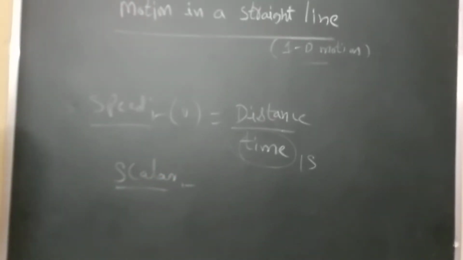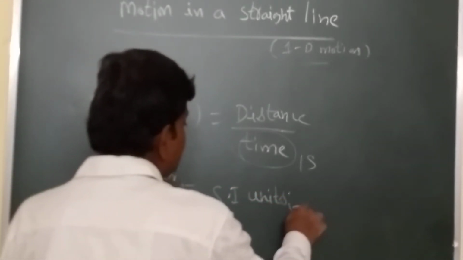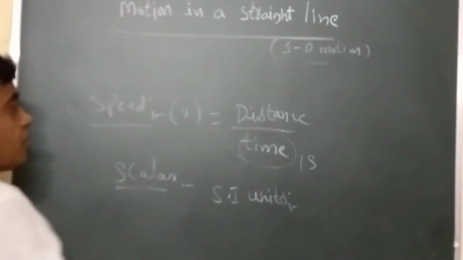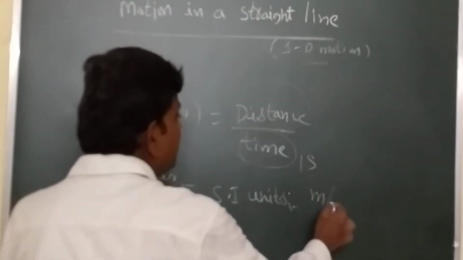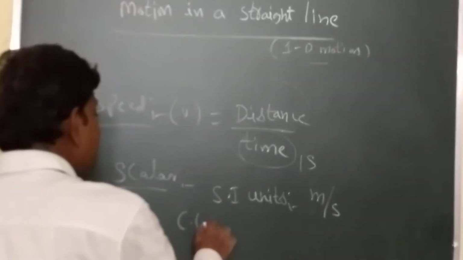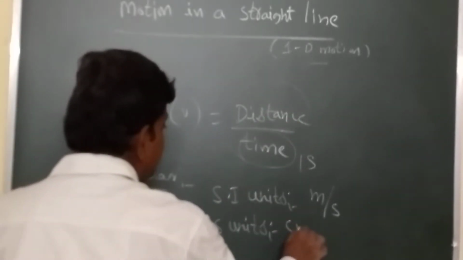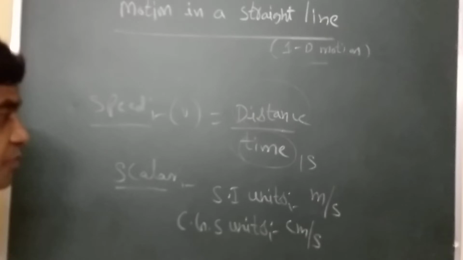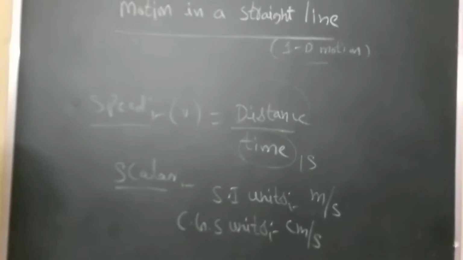So what are the SI units? Everything comes from the basic formula only. Distance unit is meter and time unit is second. Similarly, what are the CGS units? Its CGS unit is centimeter per second. So this is about speed. The distance traveled by the particle in 1 second is called speed.